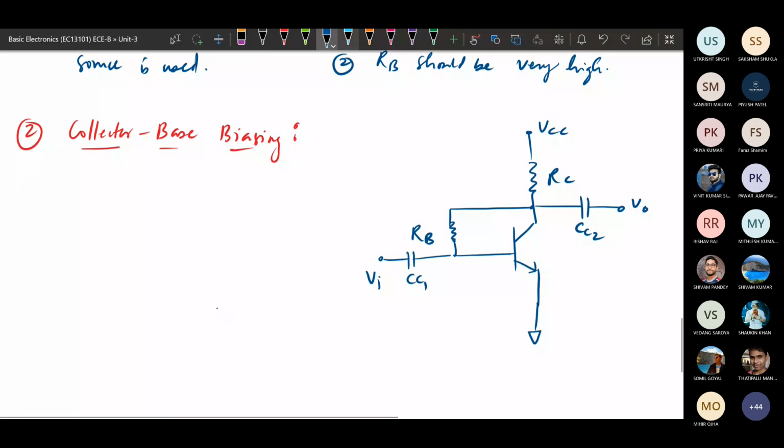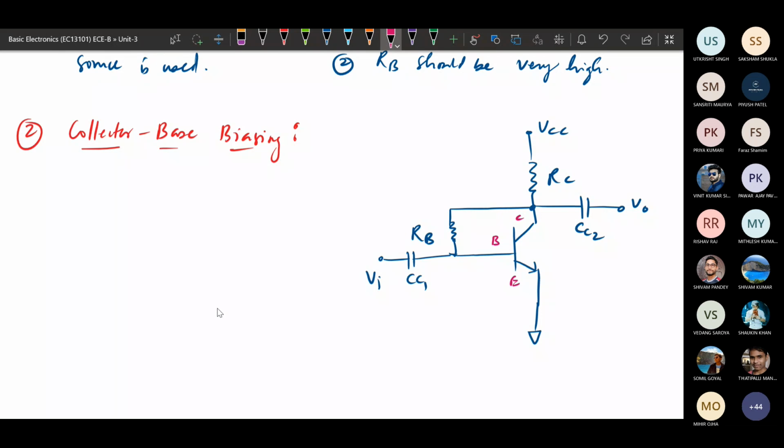Okay, so this is the complete amplifier circuit. Here we are having collector base biasing. So we are biasing the base terminal with the help of the collector terminal. This is your collector terminal, this is the base terminal, this is the emitter terminal. So this base is biased with the help of the collector terminal, and that's why it is called collector base biasing. We will see what the advantage and disadvantage are.